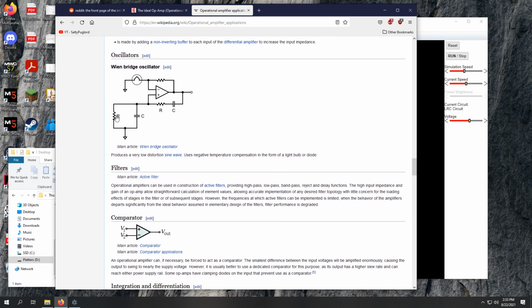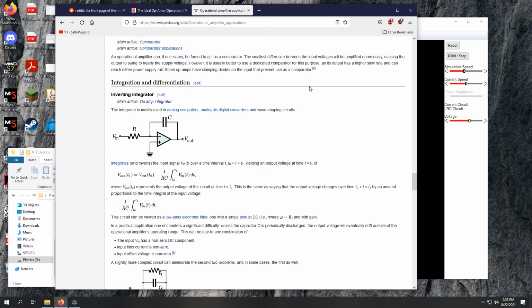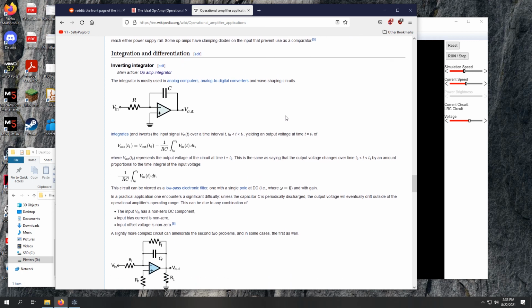You can even build oscillators out of op-amps. You can see they've got RC filters in the feedback loop of this guy. And not only that, they're feeding back this signal to the minus input, but they've also put a feedback network on the plus input. Complicated advanced stuff, but very cool. Finally, you can also do integration and differentiation with an op-amp.